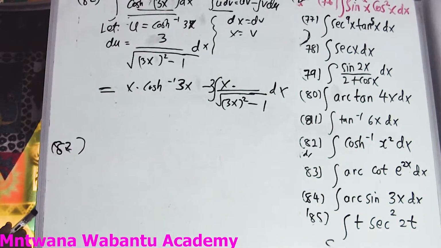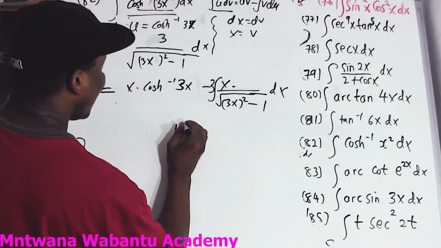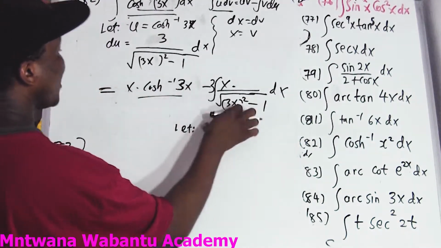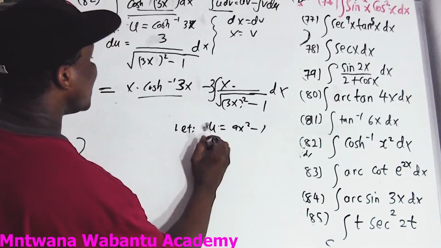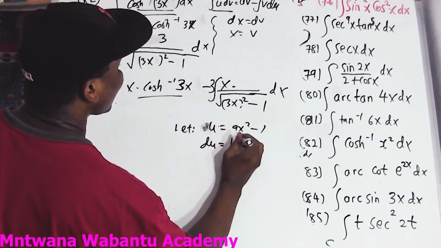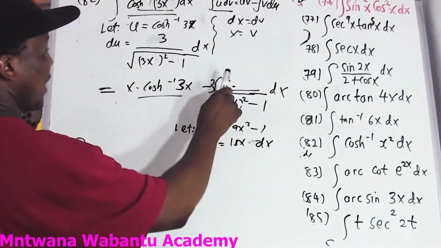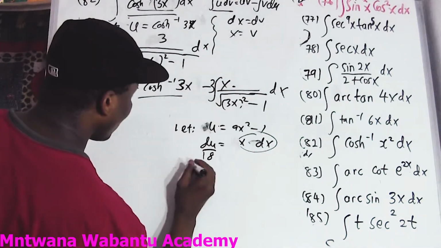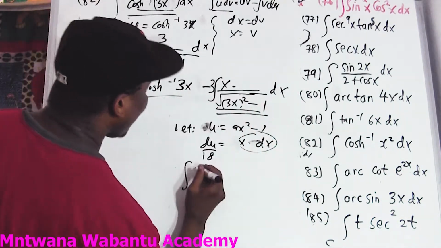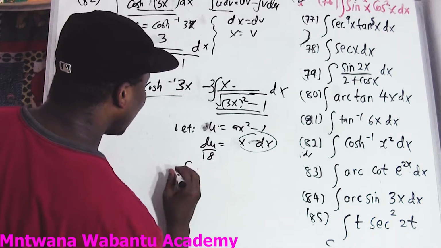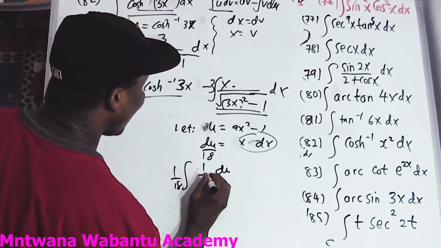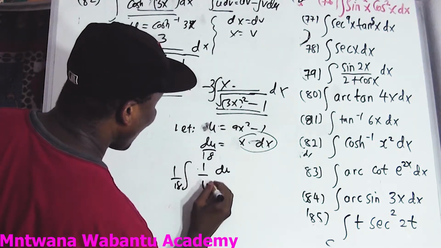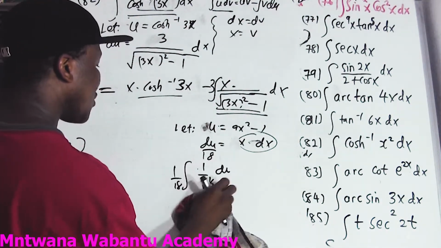So this one here is a substitution. I can let u equal to 9x squared minus 1. Then du equal to 18x dx. So x dx equal to du over 18. So this becomes the integral: 3 x dx equal to 3 du over 18. So the 1 over 18 goes to the back, and this is going to be du over square root of u, because 9x squared minus 1 is u. So it's like u to the half. Take it to the top, u to the half is going to be u to the negative half.